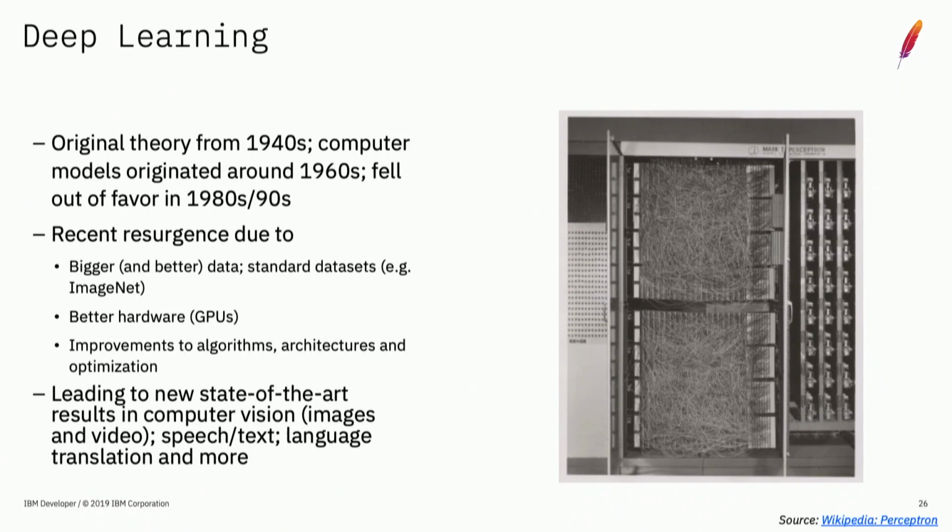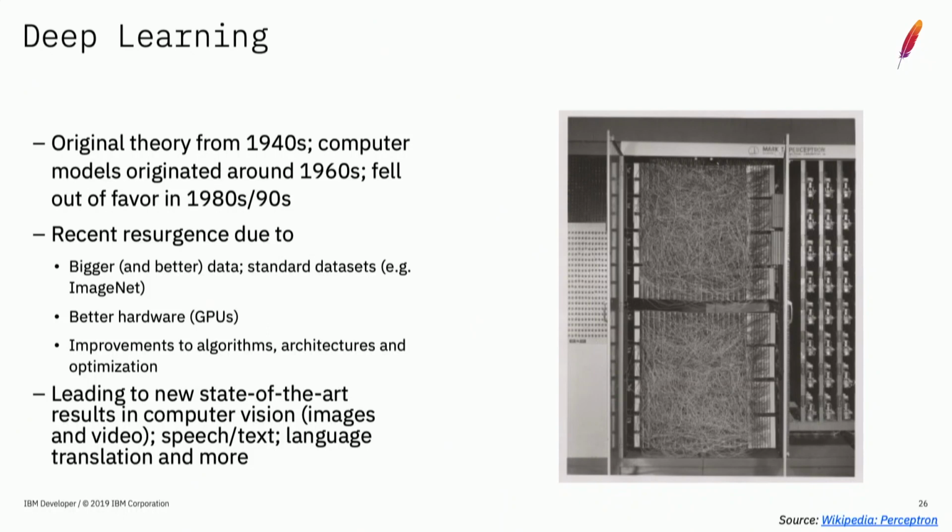And these techniques fell out of favor in the 80s and 90s in the AI winter when they didn't really live up to expectations. But there's been a recent resurgence due to a number of factors. We've had bigger and better data. If you think about all the mobile devices, edge devices, the web, cameras that have created rich image data, text data, voice data, and more and more of it. And obviously the large internet companies have access to this kind of data, as well as standard data sets.